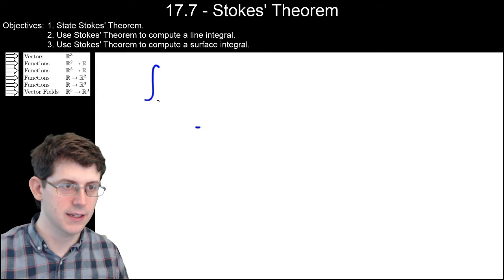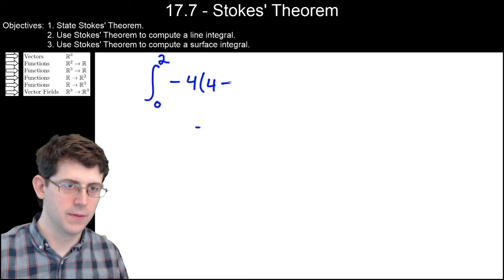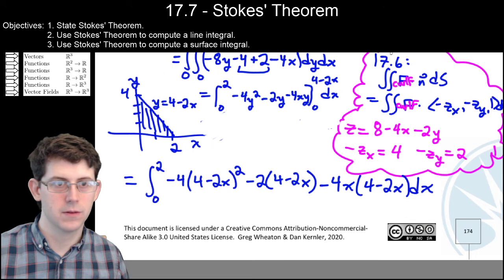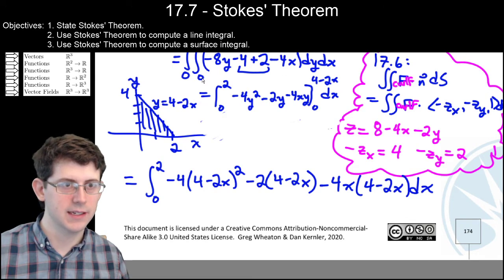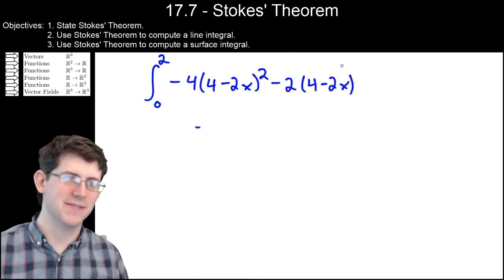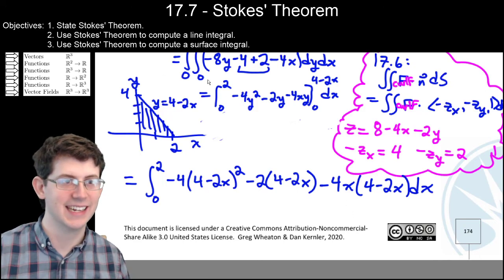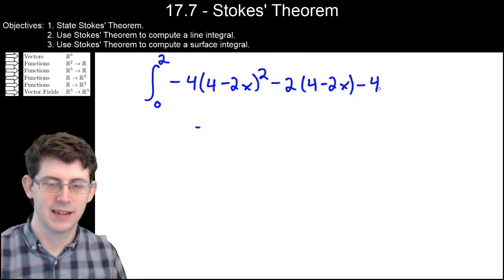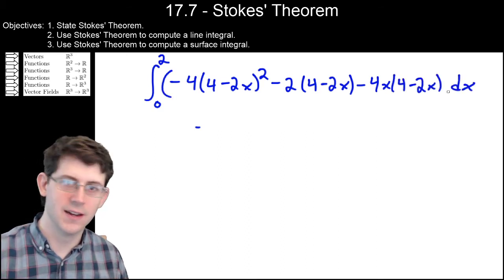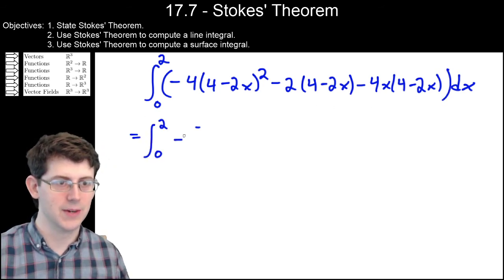So I'm doing the integral from 0 to 2 of minus 4 minus 2x squared, minus 2 times 4 minus 2x, minus 4x times 4 minus 2x. Like, we can't be defeated by this integral at the end of all of calculus. We've learned literally almost all of the calculus sequence. This is a single variable integral. We can do this one.